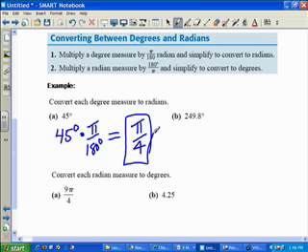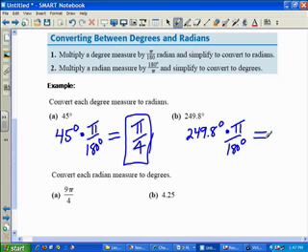Now the other one's not quite as simple because it's got a decimal. It's 249.8 degrees. So this one may not come out to be a nice fraction, if at all. So again, we'll take 249.8 degrees and multiply that by pi over 180 degrees. Now this one would have 2 correct answers, and it all depends on how the directions tell you to state your final answer. But the first answer I'm going to give you would be considered more of an exact answer.